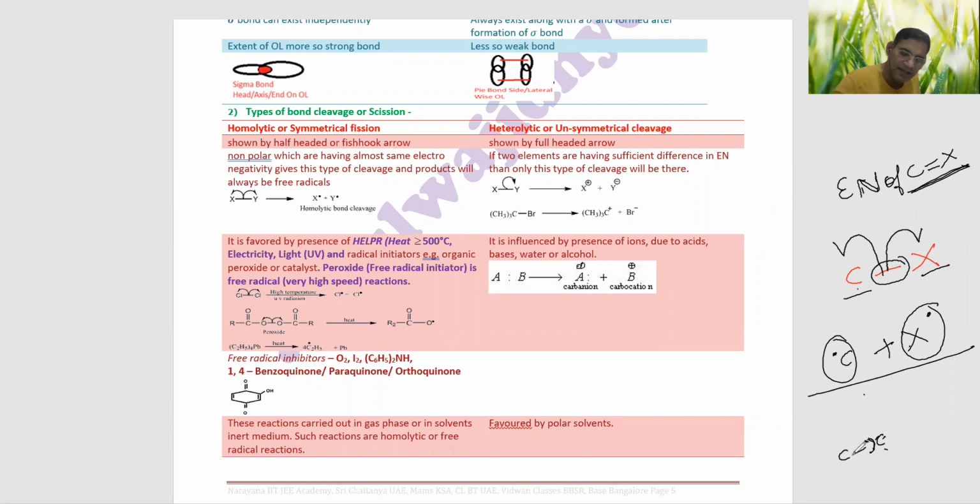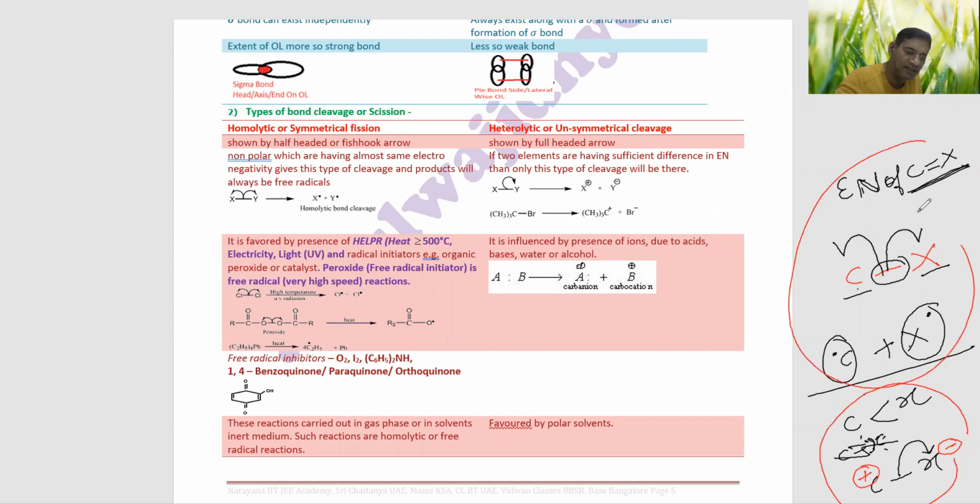But now see here, if the electronegativity of halogen X is more than the carbon, then this electron pair, this bond, will shift here and this X will become minus charged and this C will become plus charged. So this is heterolytic cleavage and this is homolytic cleavage. This is what is written.